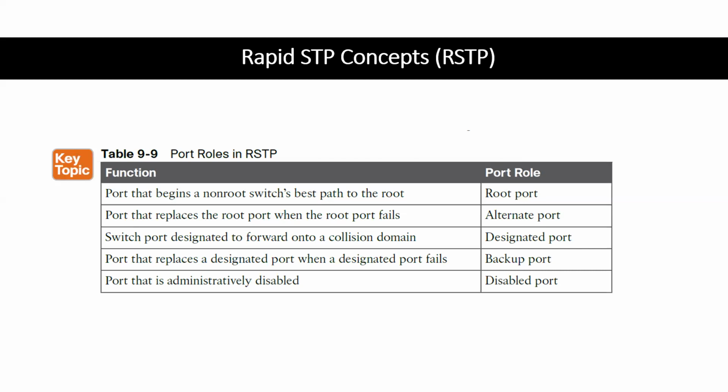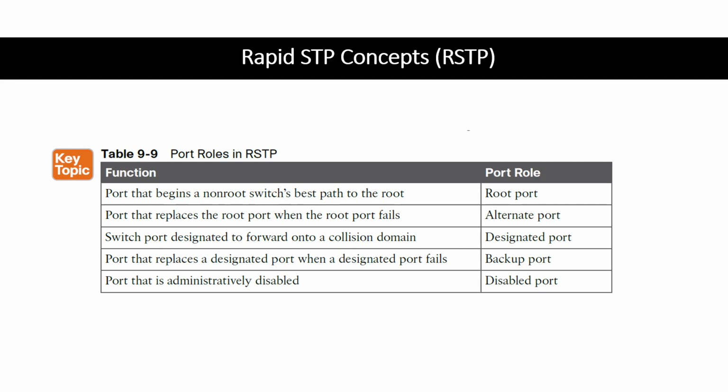You guys know what a designated port is, a switch port designated to forward onto a collision domain. Now, an additional port role is a backup port, a port that replaces a designated port when a designated port fails. And last but not least, we have a disabled port, a port that is administratively disabled. What this means is that you went into interface configuration mode and put in the command shutdown to turn off this port.